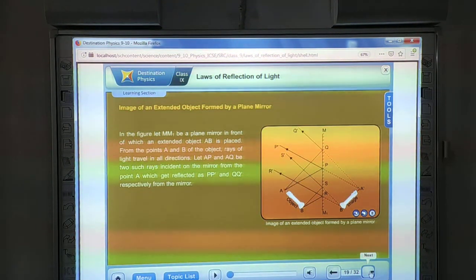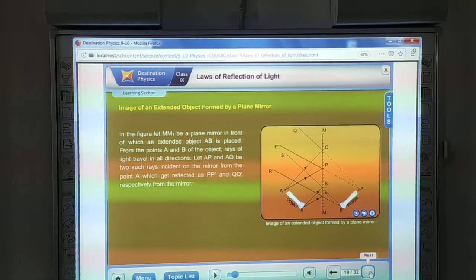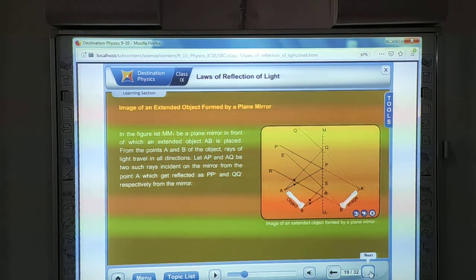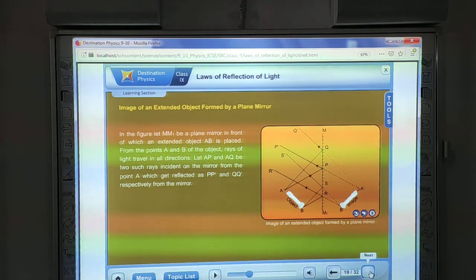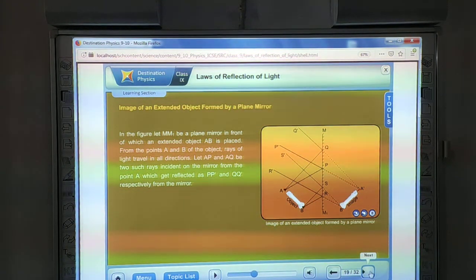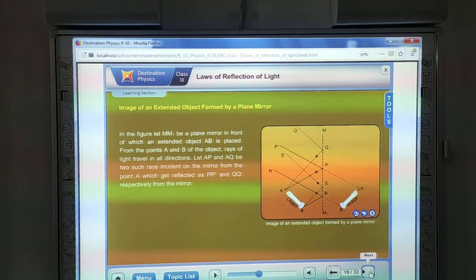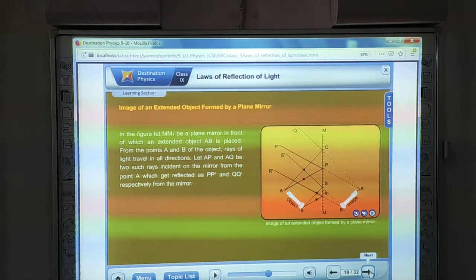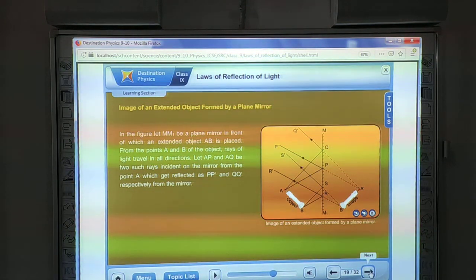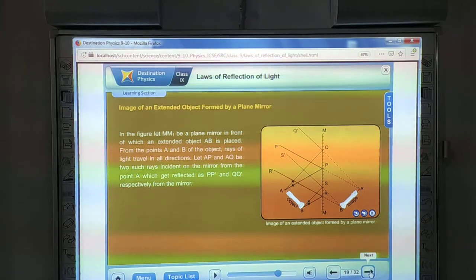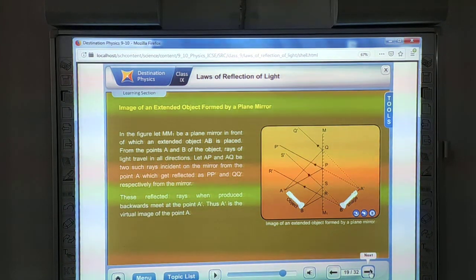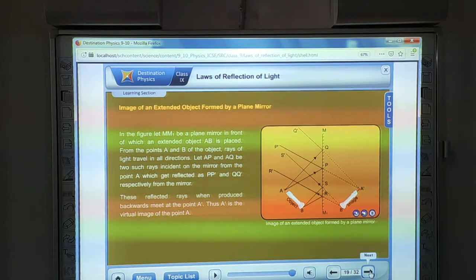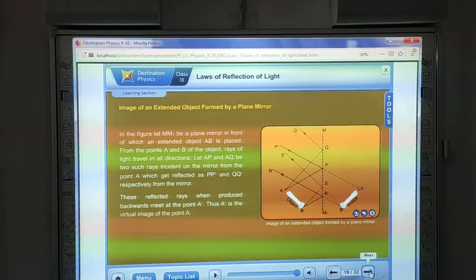In the figure, let MM1 be a plane mirror in front of which an extended object AB is placed. From the points A and B of the object, rays of light travel in all directions. Let AP and AQ be two such rays incident on the mirror from the point A which get reflected as PP' and QQ' respectively from the mirror. These reflected rays, when produced backwards, meet at the point A'. Thus, A' is the virtual image of the point A.